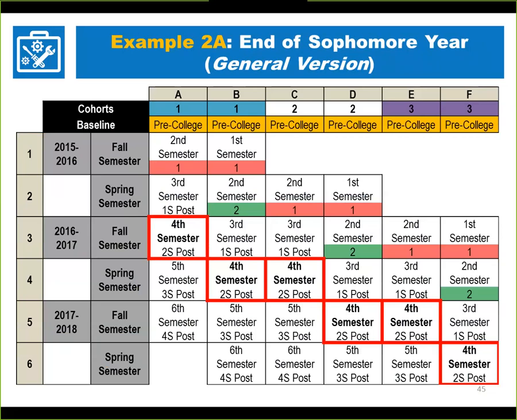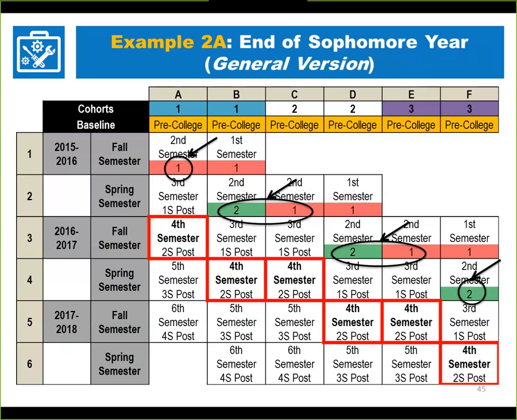Students in the sample would all be the same grade level. They would all be in their 4th semester in college. The students in the sample would have different amounts of exposure to the intervention. Some students will have 1 semester of exposure, and others will have 2 semesters of exposure.